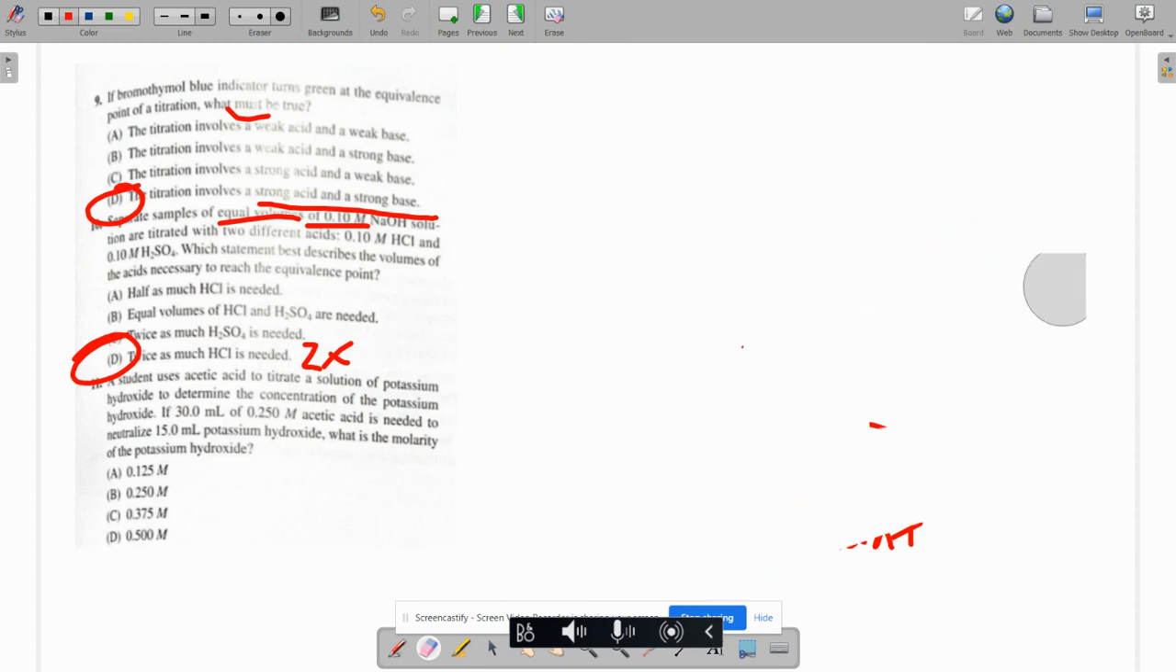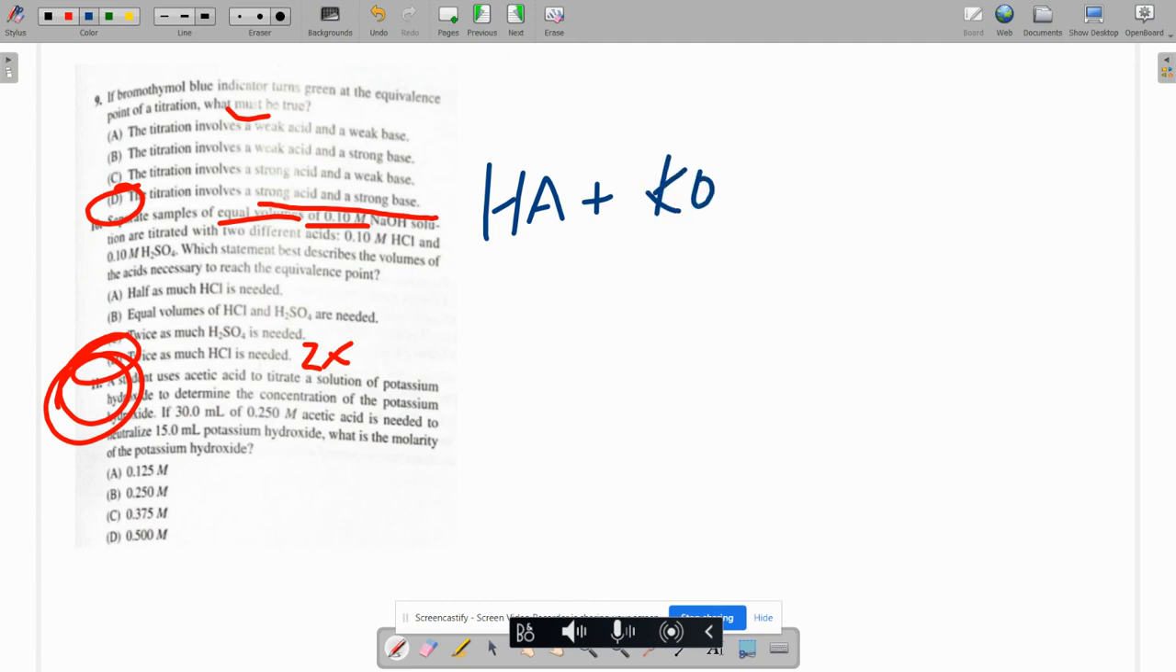Finally, we get into a little math. There's not been too much math on this particular no calc practice. We're going to look at 11. A student uses acetic acid to titrate a solution of potassium hydroxide to determine the concentration of the potassium hydroxide. So I'm going to use HA to represent the acetic acid, KOH for the potassium hydroxide. You're going to make water, and of course the salt. So it's a really simple acid-base neutralization reaction.